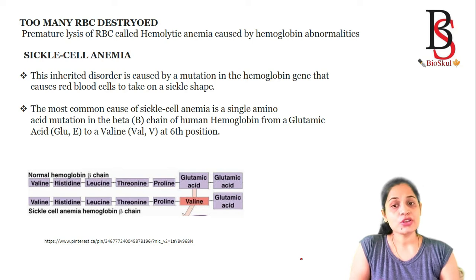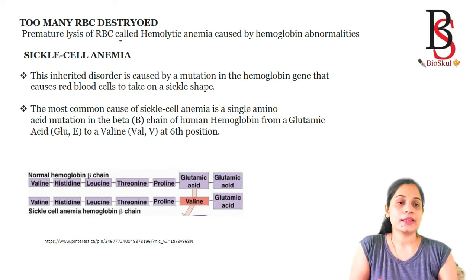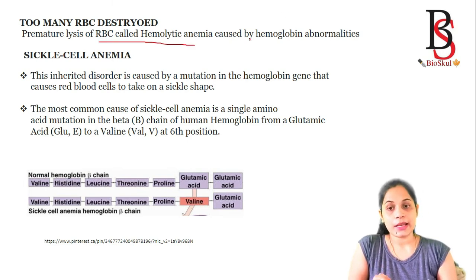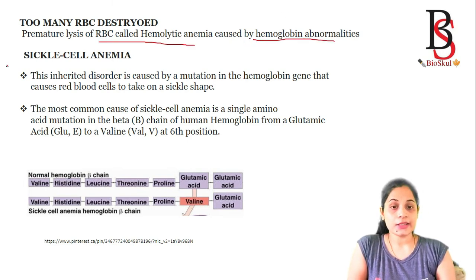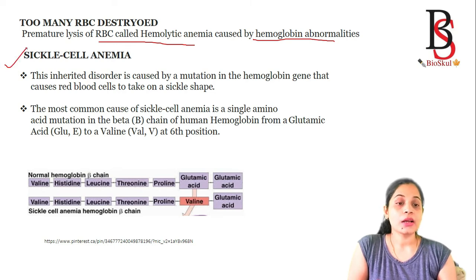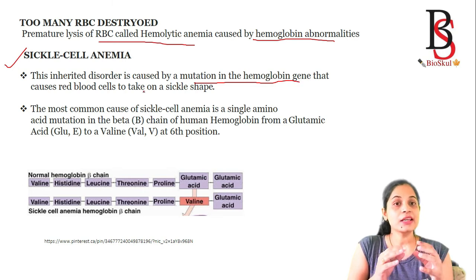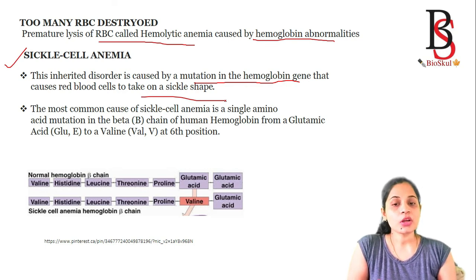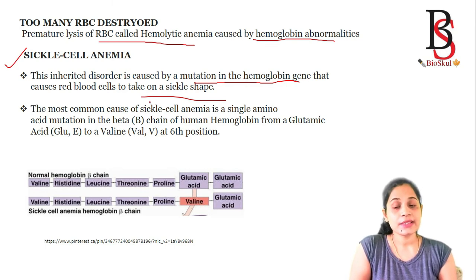That is premature lysis of RBC, which is called hemolytic anemia, which is caused by hemoglobin abnormalities. So now we see sickle cell anemia. This is an inherited disorder caused by a mutation in the hemoglobin gene that causes the red blood cell to take on a sickle shape. Here the red blood cell changes shape and becomes a sickle cell, okay, like moon shaped, half moon shaped.